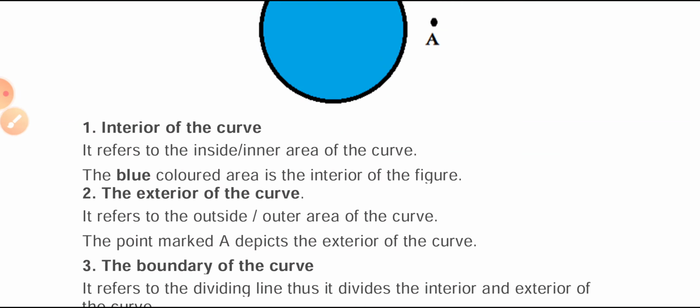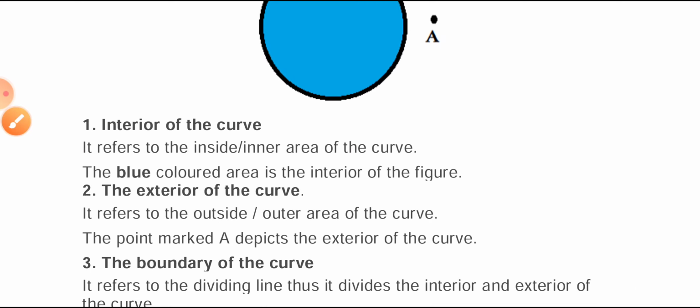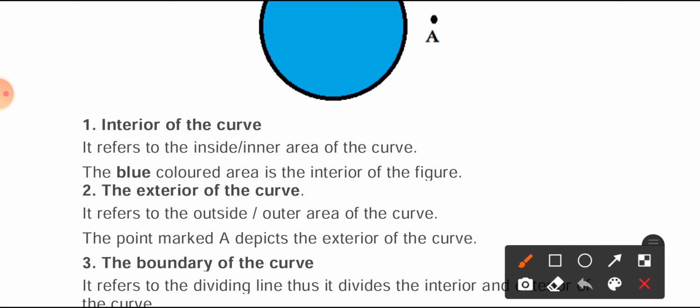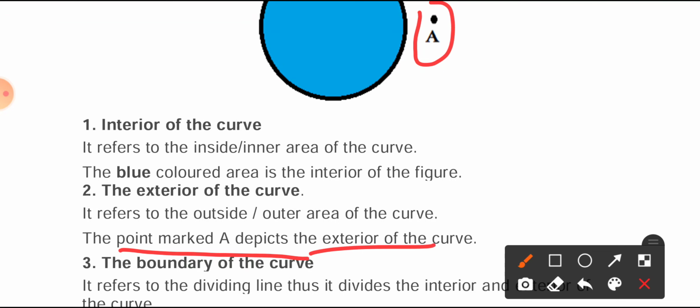Interior, exterior and boundary. What do you mean interior? Interior means the inner part. So this blue part is known as interior of the curve. Exterior means outside, outer part, outer area of the curve. So what is the outer area? You can see A is given here. So the point A depicts the exterior of the curve.